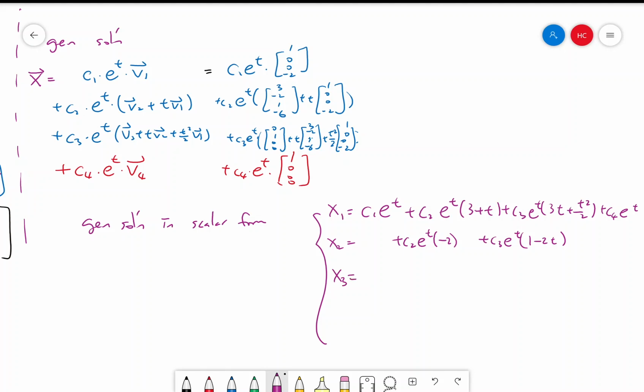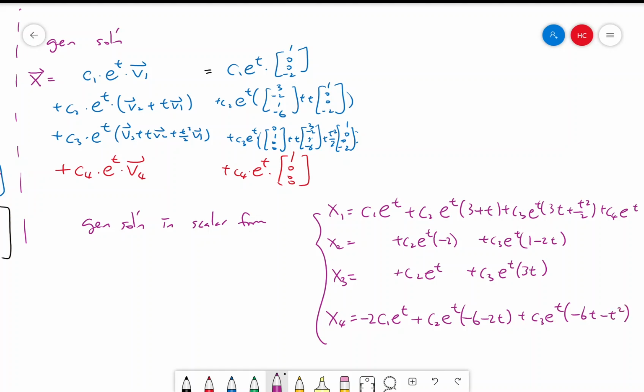x3 is no c1, c2 e to the t times 1, c3 e to the t, 3t, and x4 is negative 2c1 e to the t plus c2 e to the t, negative 6 minus 2t, plus c3 e to the t, negative 6t minus t squared, no c4. Alright, so this is how you solve a larger matrix with higher multiplicity.